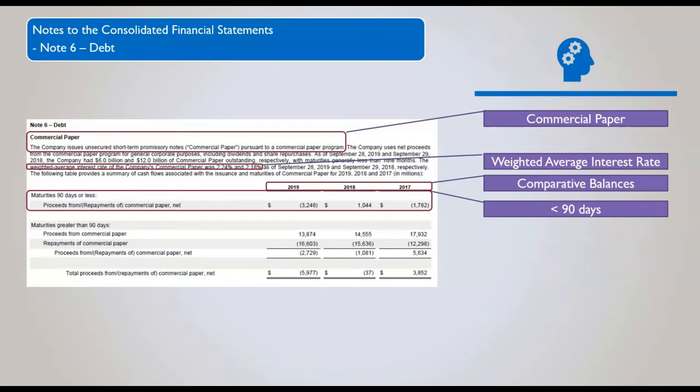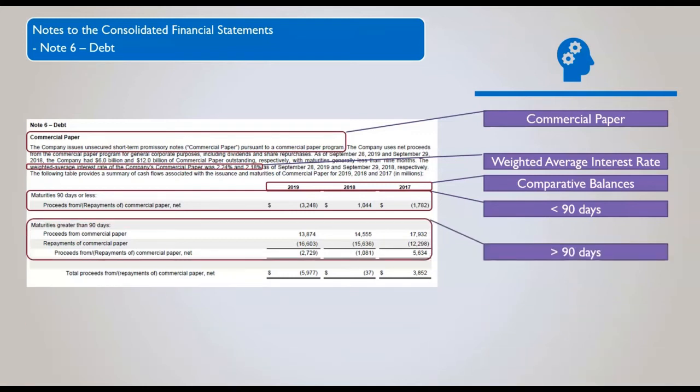The first part of the table includes those maturities of 90 days or less. We can see that the net repayments in 2019 were $3.2 billion for those maturing in less than 90 days. In the bottom part of the table, we can see those maturities that were greater than 90 days. We can see net repayments of $2.7 billion in 2019.